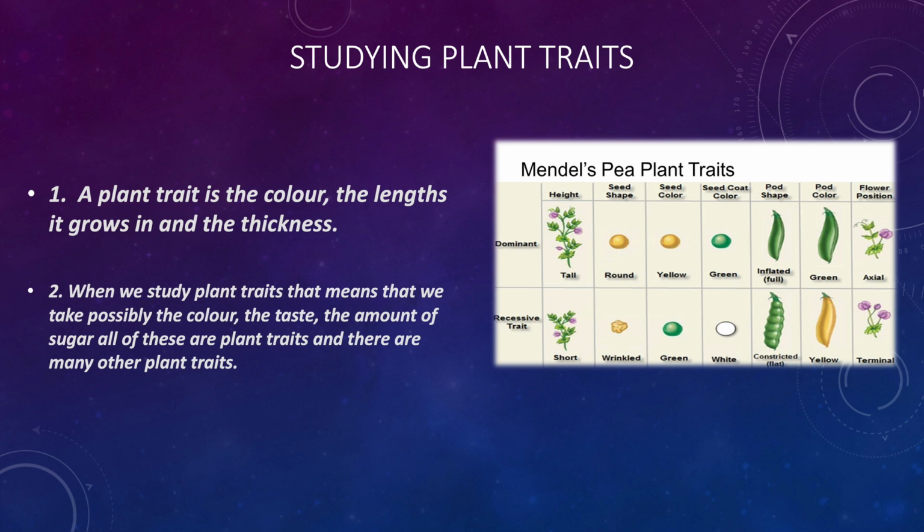Studying plant traits. A plant trait is the color, the length, its growth, and its thickness. When we study plant traits, that means that we look at possibly the color, the taste, the amount of sugar. All of these are plant traits, and there are many other plant traits. Here are some examples. There are tall, round, yellow, green, inflated, short, wrinkled. There are many.